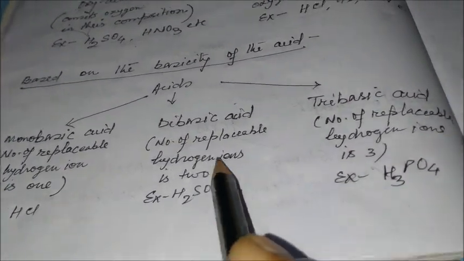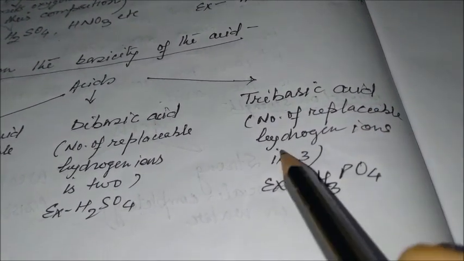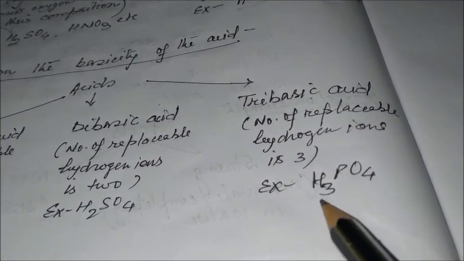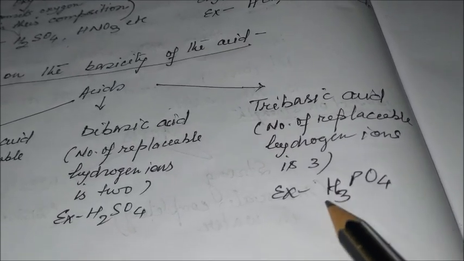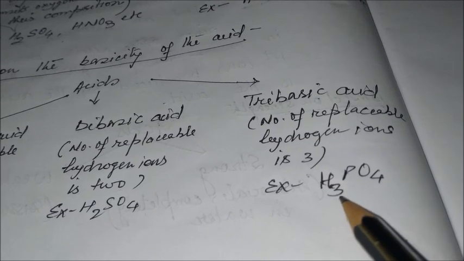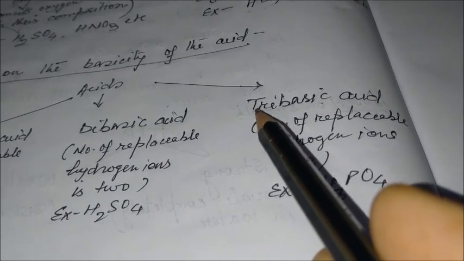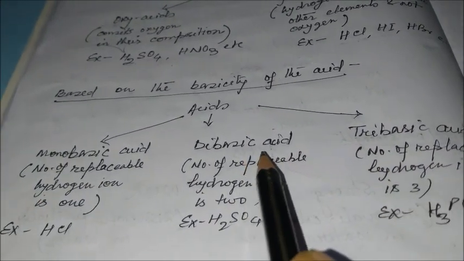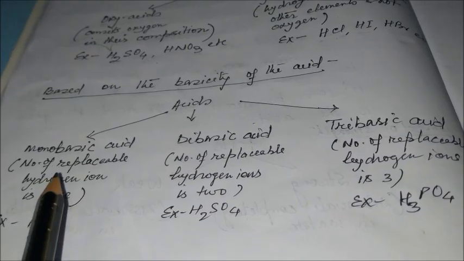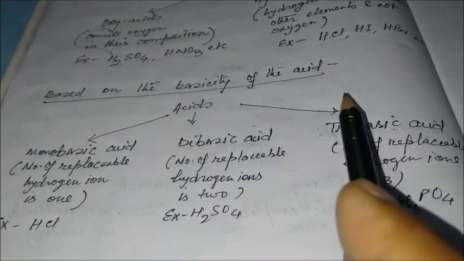so it is the dibasic acid. In case of tribasic acid, number of replaceable hydrogen ion is 3. Consider this case H3PO4 phosphoric acid. It will dissociate in 3 steps and will produce 3 H positive ions. So it is the example of tribasic acid. So monobasic acid, dibasic acid and tribasic acid, these are the 3 types of acids and they are classified on the basis of their basicity.